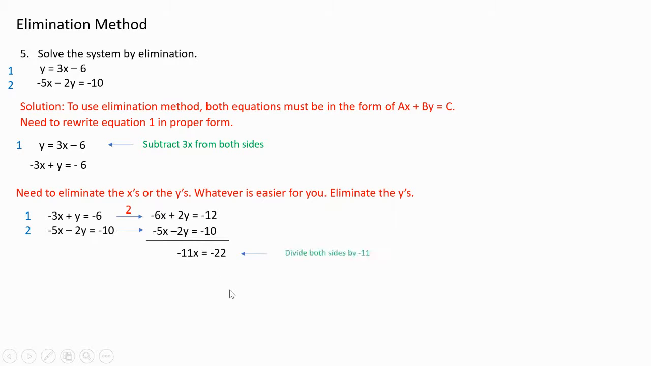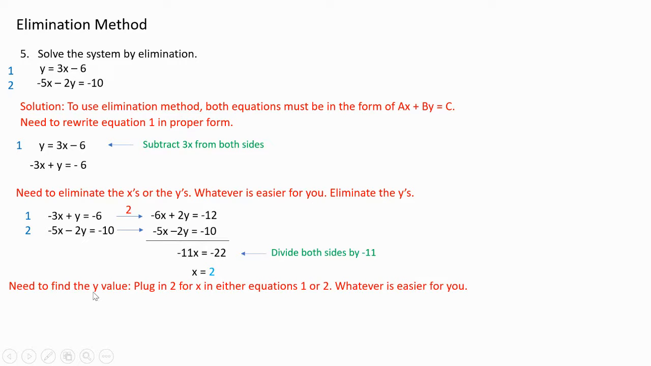Now, all we do is divide by negative 11. So the answer is 2. Now, we go back to either equation 1 or 2 and plug in 2 for x and solve for y. So again, I'm going to use equation 1. So I'm going to plug in 2 for x. And we get y equals 0. You see, guys, same answer.